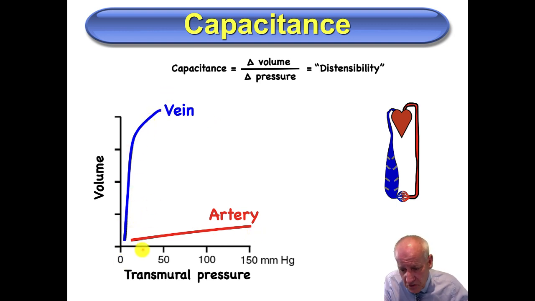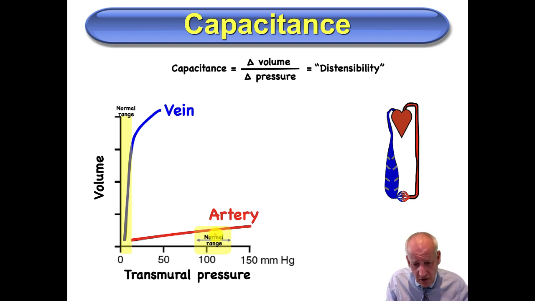Here we can illustrate the difference in capacitance of a vein and an artery. Notice that for a given change in transmural pressure, in other words, the distending pressure across the wall of the vessel, the vein increases its volume, it distends very easily. Here is the normal operating pressure range of a vein, somewhere between 0 and 10 millimeters mercury. So in this range, small changes in transmural pressure, venous pressure, result in large changes in venous volume. The vein distends easily when subjected to an increase in pressure.